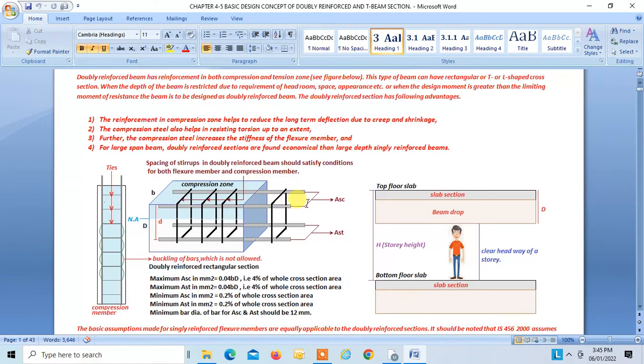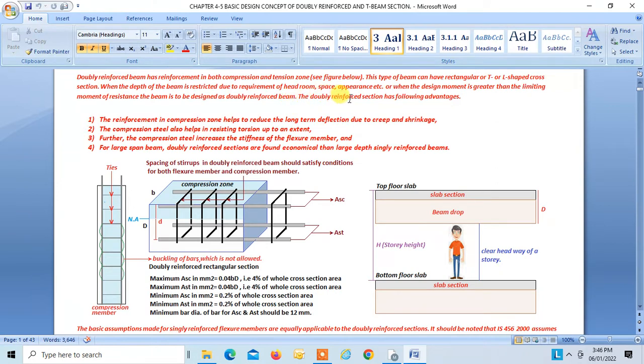so let me show you in this figure. Say suppose this is the story height. This is the top of the bottom floor. This is the top of the top floor. And if we do not get enough head space over here, then it is necessary to restrict the depth of the beam. Okay. So many times the architect restricts the depth of the beam, and it so happens that the design moment which we get from our analysis is found to be greater than the Mu max, that is the balance section that carry. In that case we have to go for a design of a doubly reinforced section.